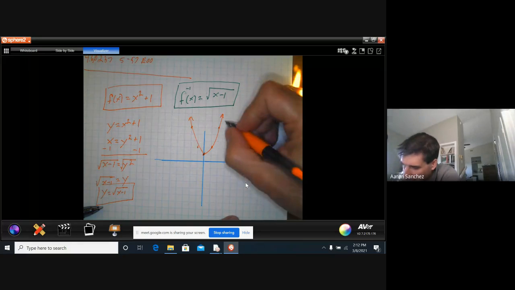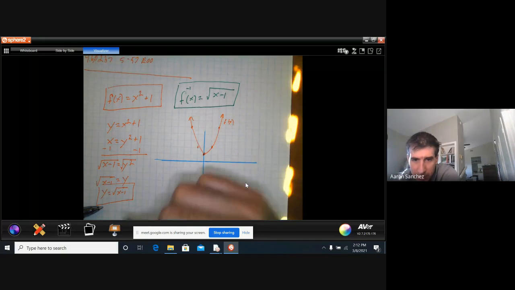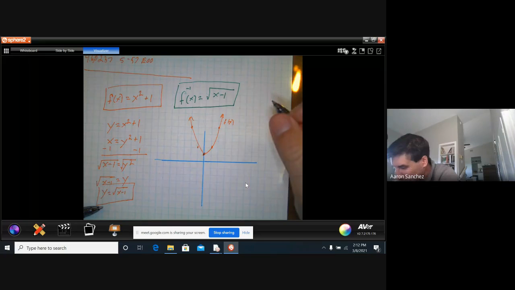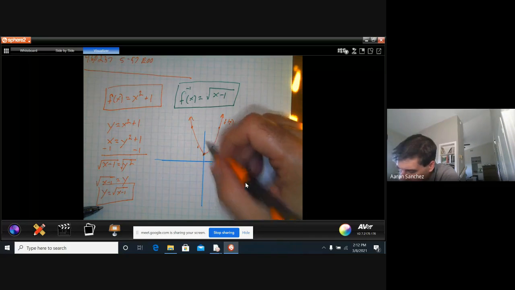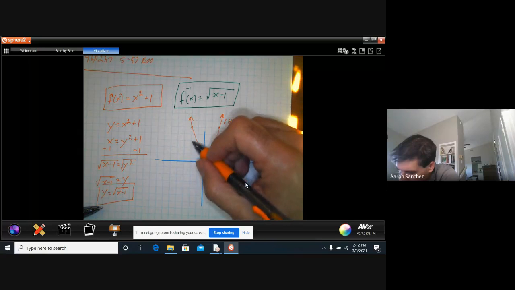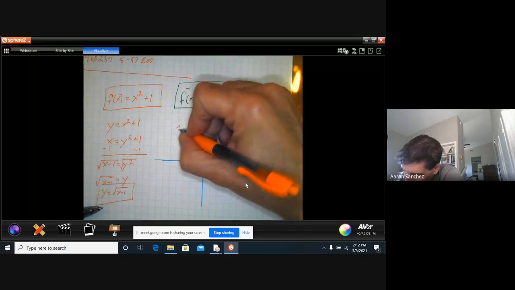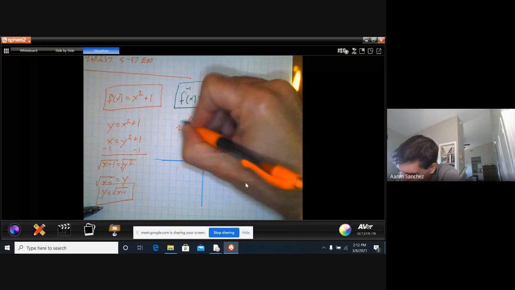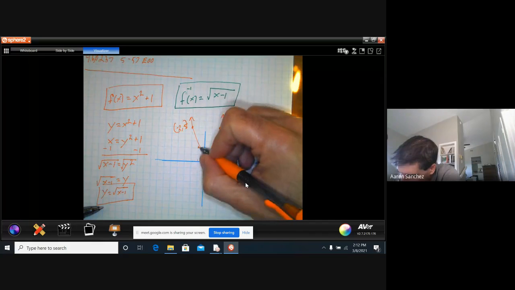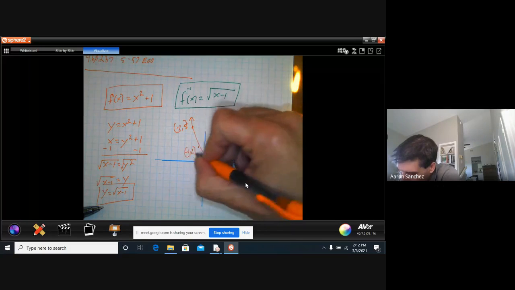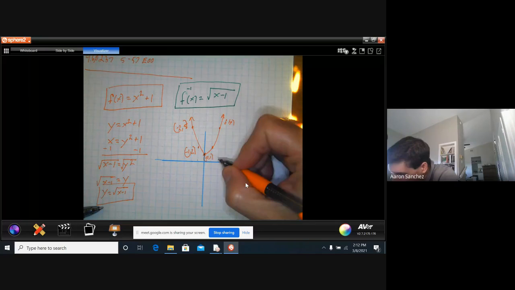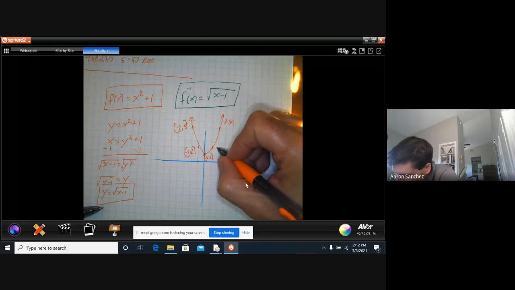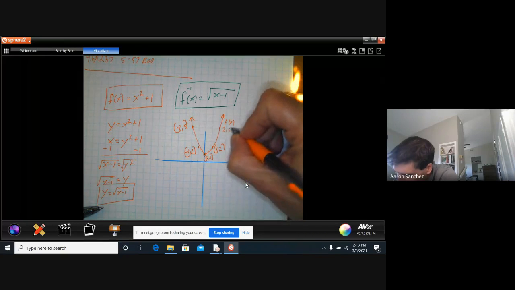That is my f of x. That's what it's going to look like. Now let's take a look at these points. I have negative 2, comma 5. This one is negative 1, 2. This one is 0, 1. This one is 1, 2. And then here I have 2, 5.